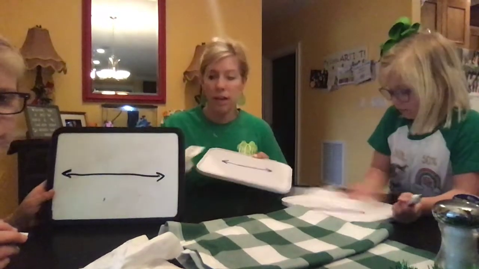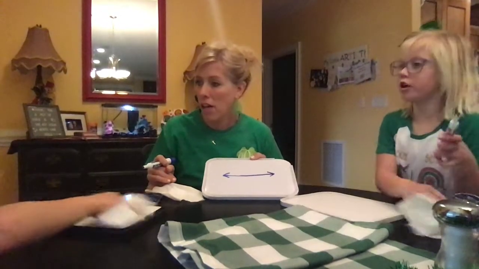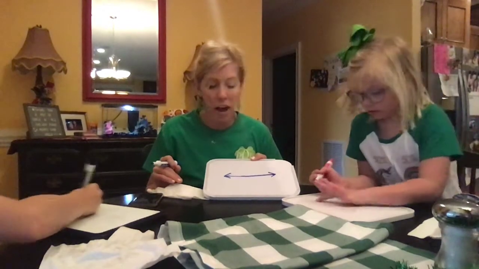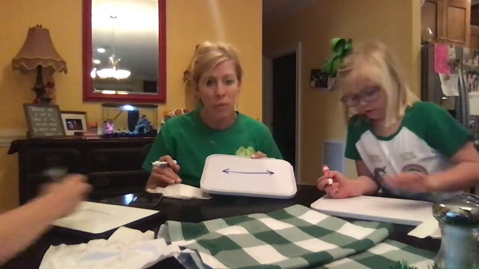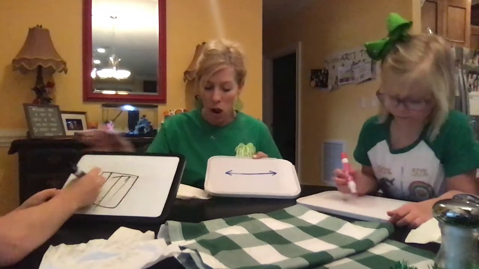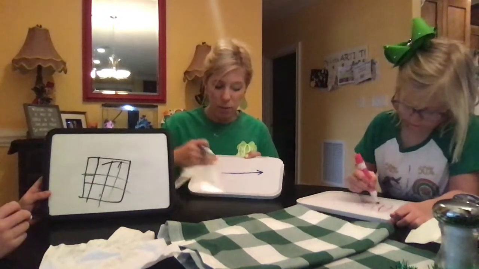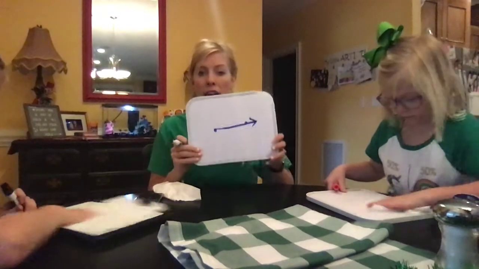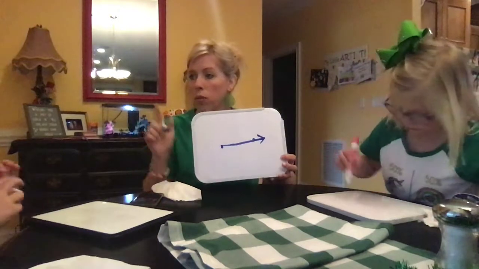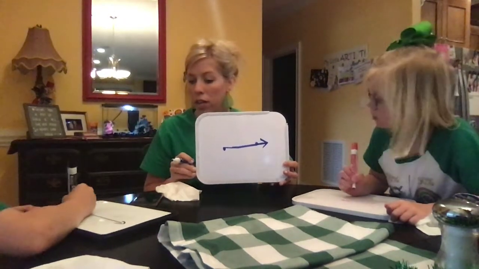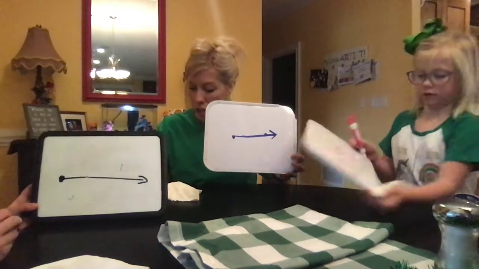Next is a ray. Do you guys know what a ray is? No. Okay. So Ray Hatch did this. It's not a ray. A ray is similar to a line, but it looks like this. A ray goes forever in one direction. Okay? Forever in one direction.